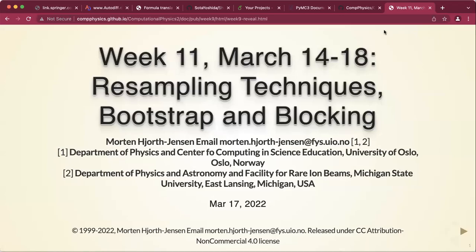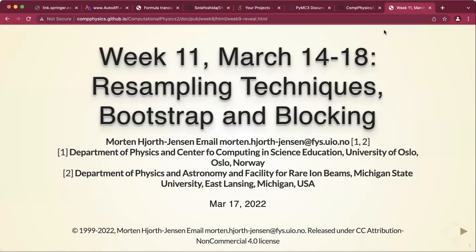Welcome back, everybody. The topic this week is to continue and try to wrap up the discussion we had on resampling techniques. This does not sound like the most exciting topic, but it's actually one of the important aspects of a Monte Carlo calculation, which deals essentially with us being able to provide a reliable estimate on the error.